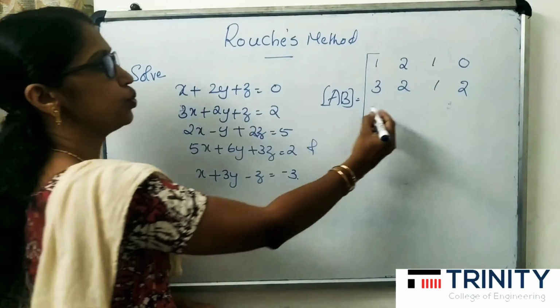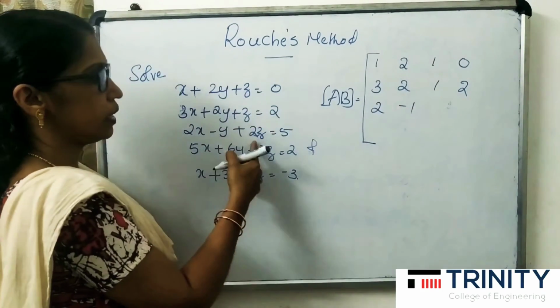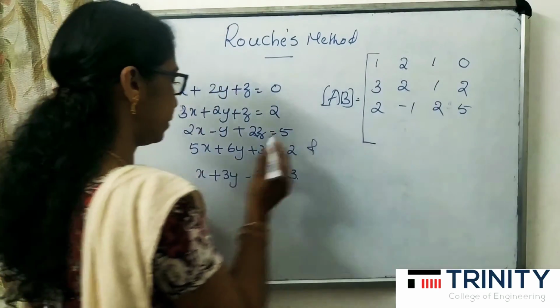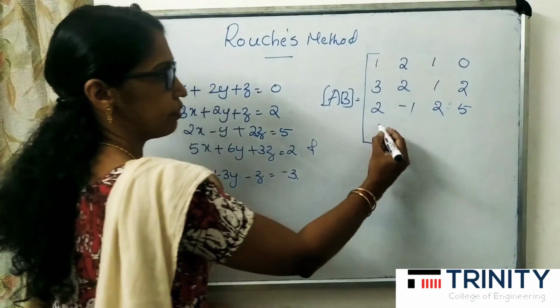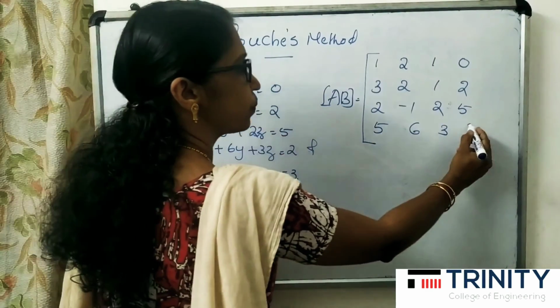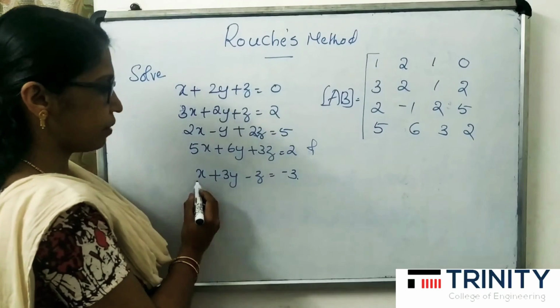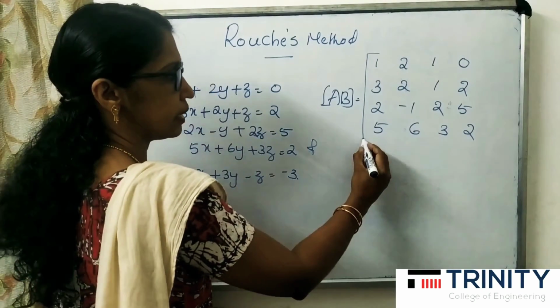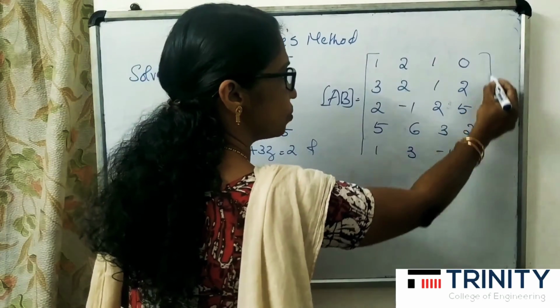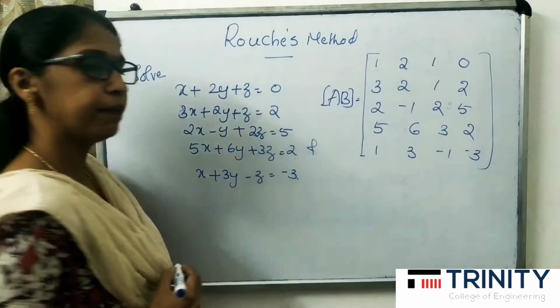Third row 2, minus 1, 2, and last element 5. Here 5, 6, 3, and the last element is 2. And the last row is 1, 3, minus 1, minus 3. So this is the augmented matrix.